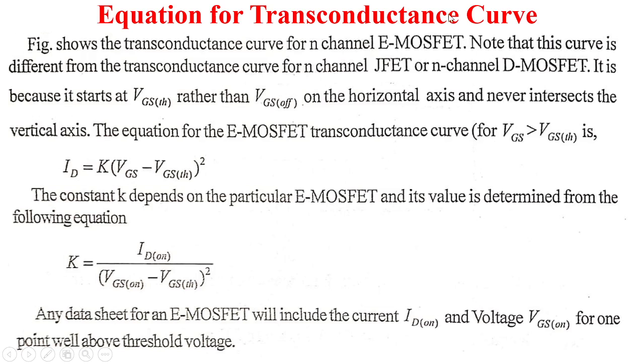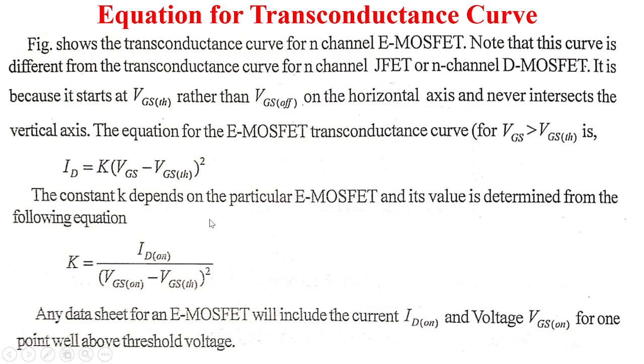Now, the equation for the transconductance curve. The figure shows the transconductance curve for an N-channel E MOSFET. Note that this curve is different from the transconductance curve for an N-channel JFET or N-channel D MOSFET. It is because it starts at VGS threshold rather than VGS off on the horizontal axis and never intersects the vertical axis. The equation of this E MOSFET transconductance curve for VGS greater than VGS threshold is ID equals K times (VGS minus VGS threshold) squared.